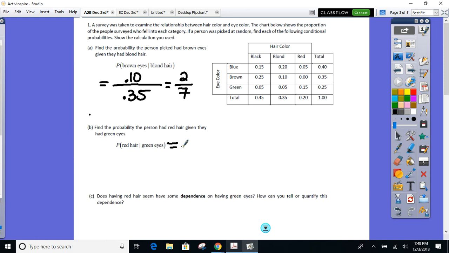What'd you put on the bottom here? 0.25, the green eyes on the bottom. And probably they both green eyes. I have 3/5.